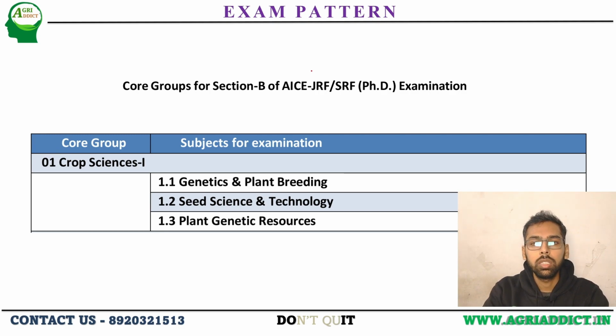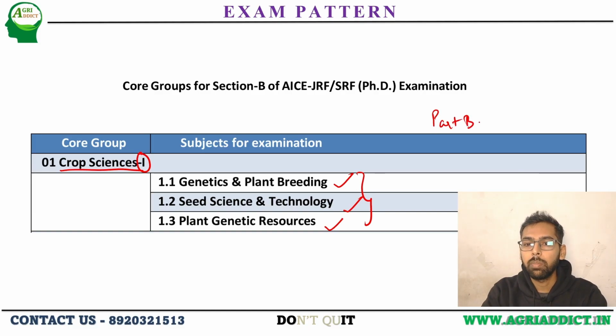So genetics and plant breeding comes under the core group of crop sciences 1. The different subjects mentioned in this core group are genetics and plant breeding, seed science and technology, and plant genetic resources. So part B, which comprises 50 multiple choice questions, will be given from these three different subjects. Regarding part C, all the 50 multiple choice questions will be only from genetics and plant breeding.